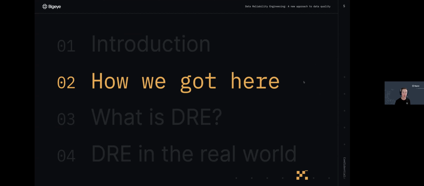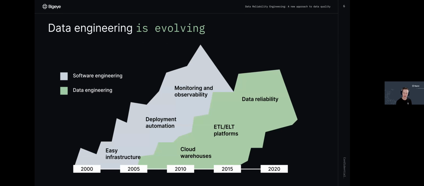So how do we get to a place where data reliability is even a phrase? In order to understand this, let's try to look at the way that software engineering evolved and how data engineering evolved about a decade or so later. If you think about software, and you think about creating software, what you usually think about is writing an application, deploying it, having it accessible.